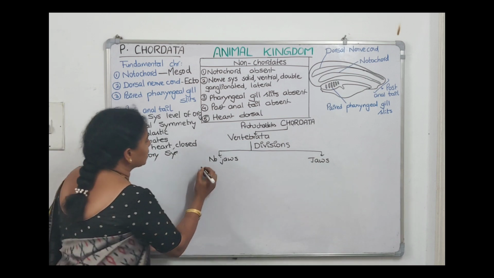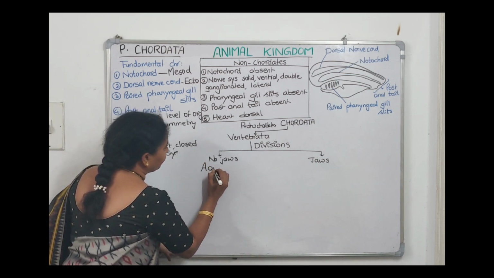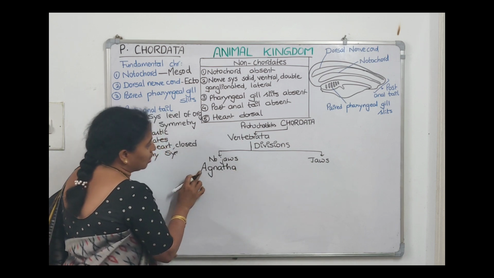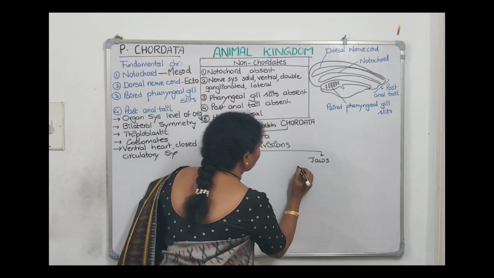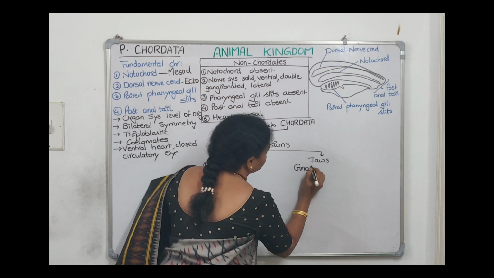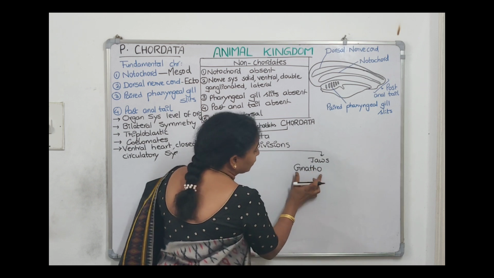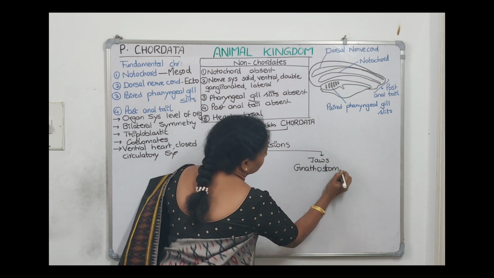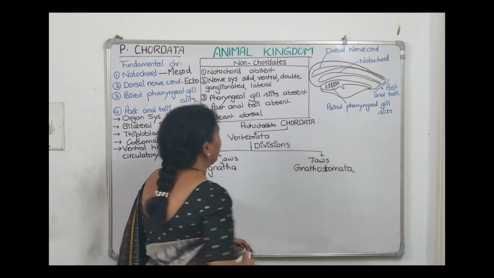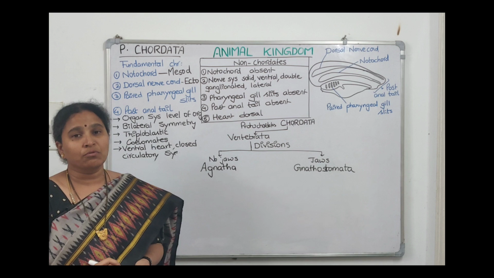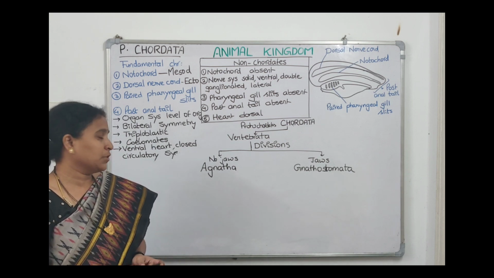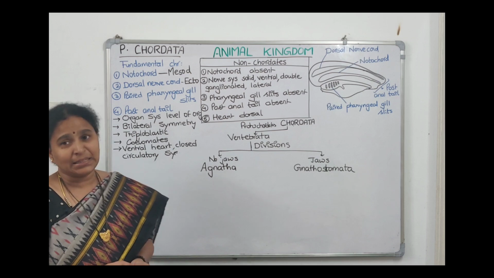So no jaws is called Agnatha. Jaws are not there. Here, Gnathostomata. Where are the jaws present? Near the stoma, the mouth. So we are dividing the subphylum Vertebrata into two divisions on the basis of absence of jaws or presence of jaws.